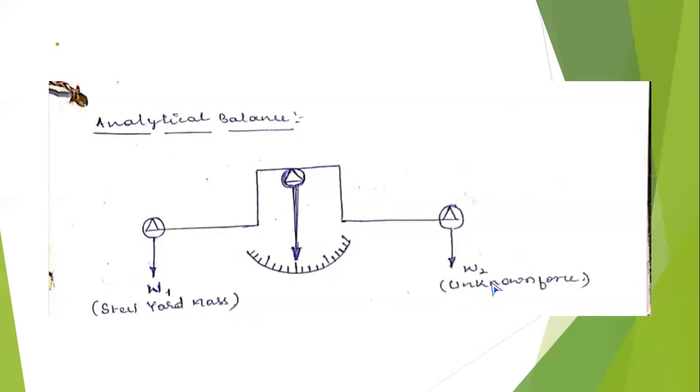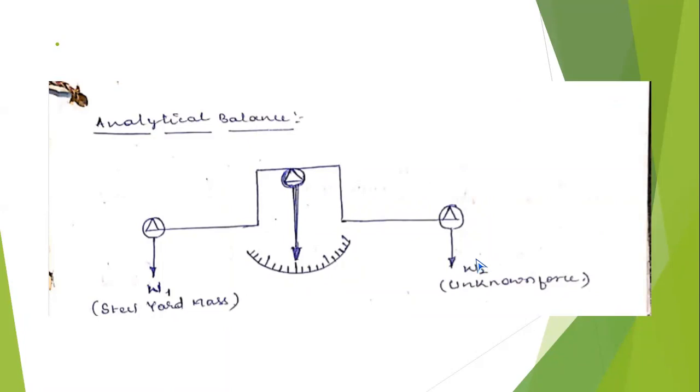And on the right side you have W2. For example, the measurement of some chemical, or vegetable, or provisions, maybe sugar or rice or anything. For example, sugar. Keep the sugar in a cover and place it in the pan provided in the analytical balance on the right side. That is considered as W2.